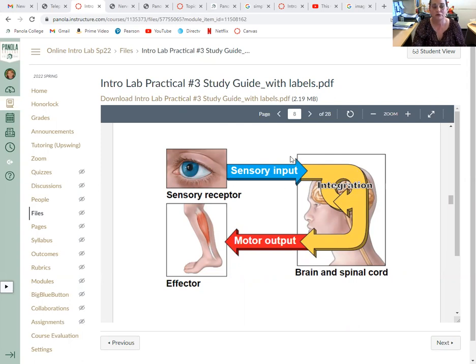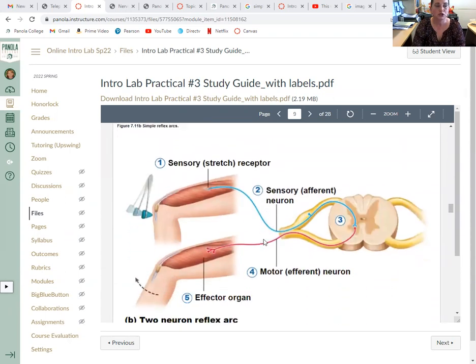Then as the information gets sent into the brain, it is called sensory input. In the brain and spinal cord is the area where we have integration. That is where we process the information that was brought in. And the information that leaves the brain as a command is called motor output. That motor output goes to an effector, which oftentimes is a skeletal muscle or a gland, and it's going to effect or cause a change to happen. Make sure you know this picture.